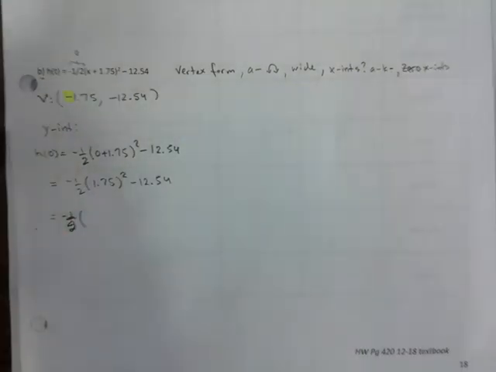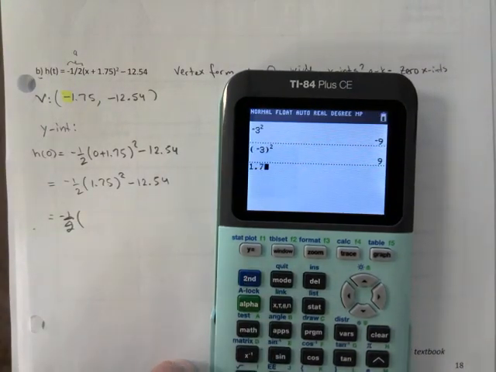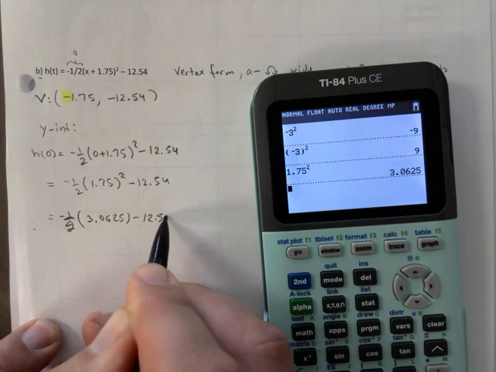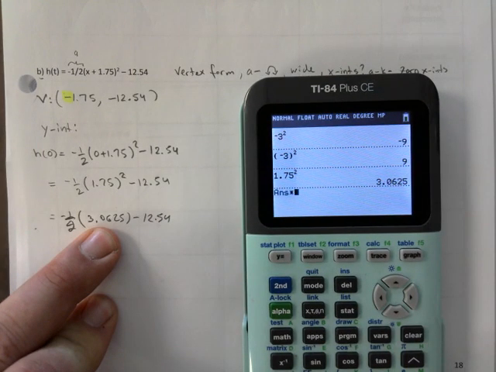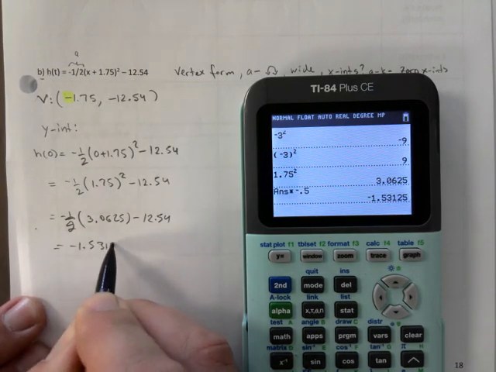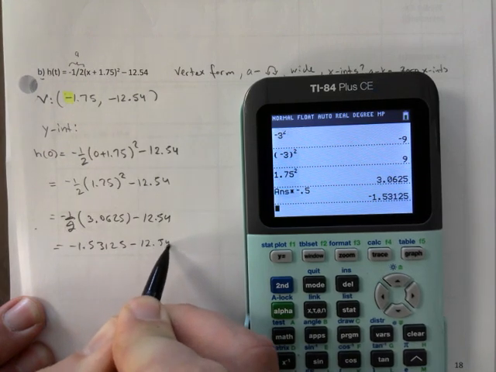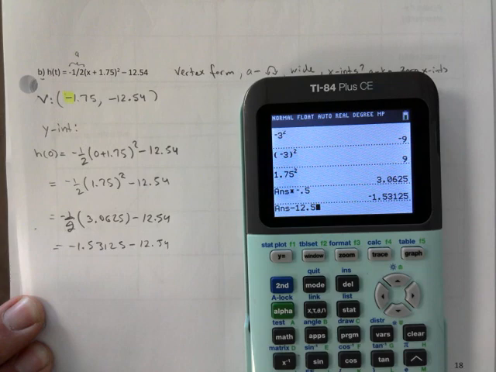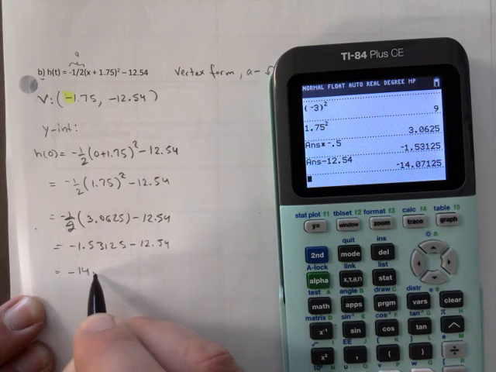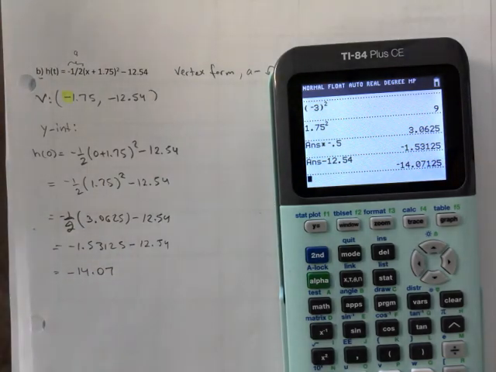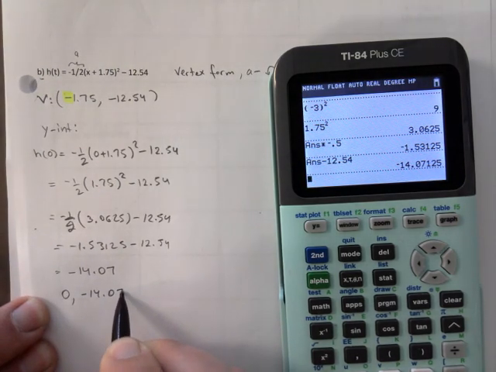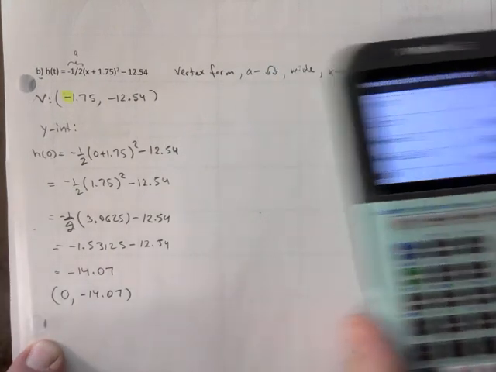Negative half, and then I'll just square that, right? 1.75 squared is 3.0625 minus 12.54. So I'm going to take this, multiply it by negative half. So that gives me negative 1.53125 minus 12.54. So I will just subtract 12.54 from my previous answer, and I get negative 14.07. And it matches, right? So therefore, you just found the y-intercept algebraically, okay?